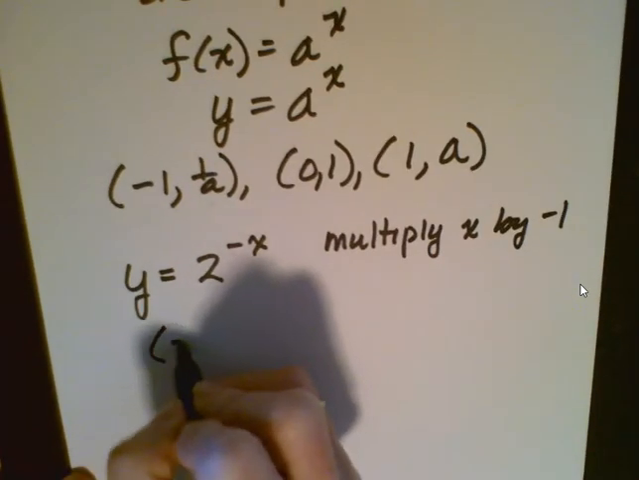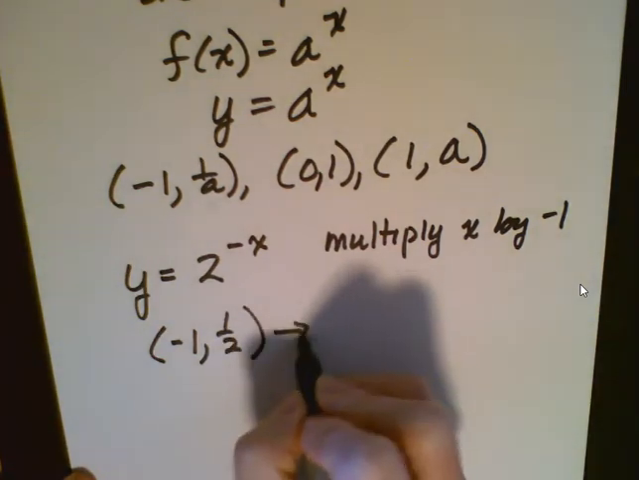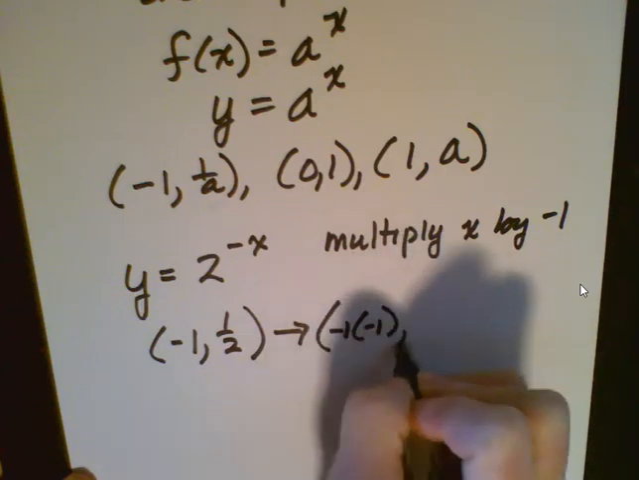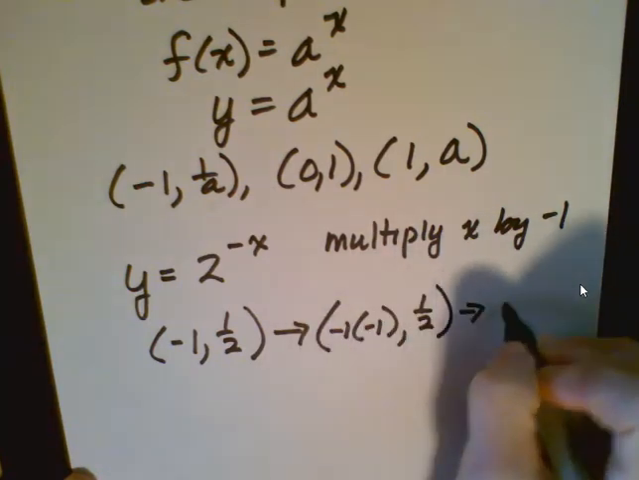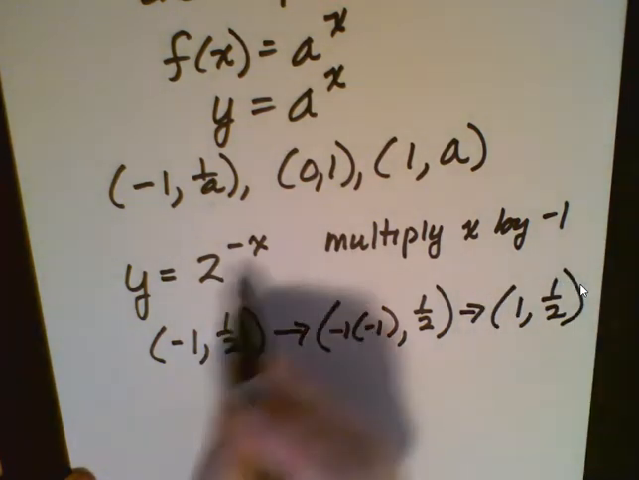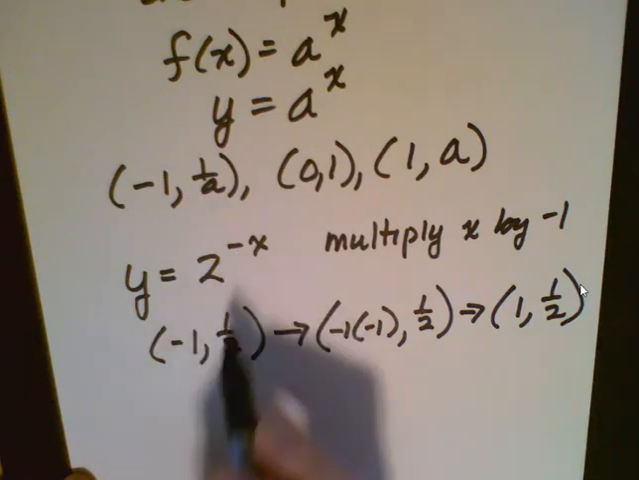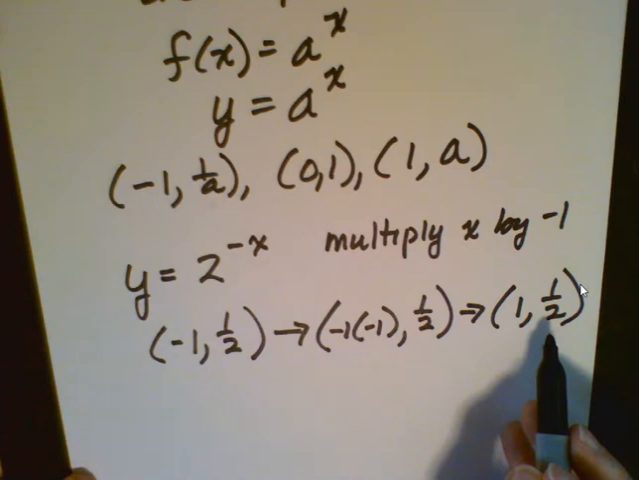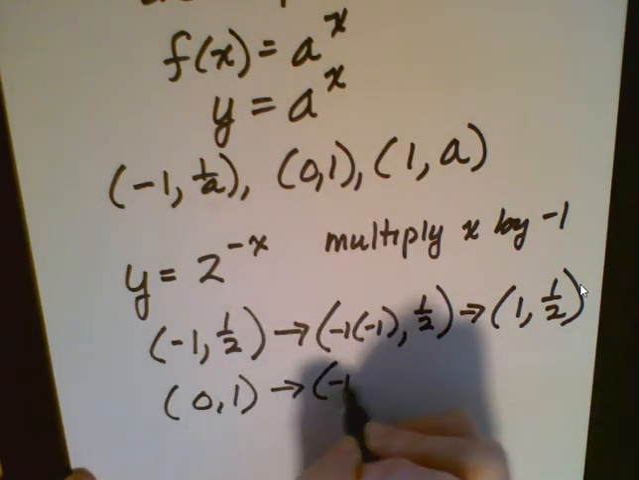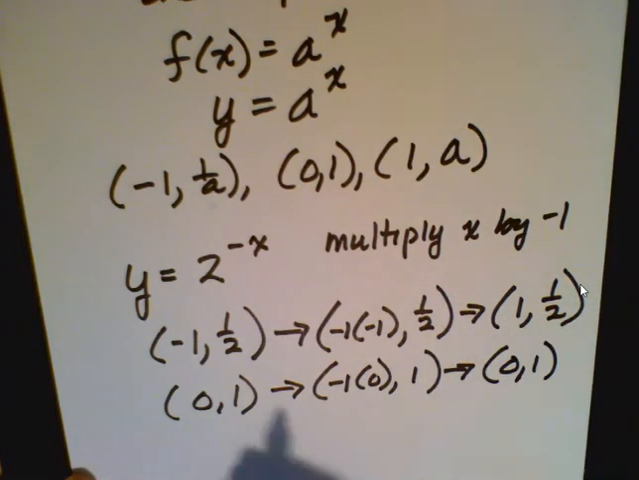What are the points that I have to work with? Well, I have negative 1, 1/2, 1 over a is 1/2. That point would transform by multiplying x by negative 1. Negative 1 times negative 1, my y does not change, so my new point would be positive 1, 1/2. This is what would happen. That point, if it reflected over the y-axis, which is what that means, is now at the point 1, 1/2. Another point I know that's on the original function is 0, 1. If I multiply negative 1 times 0, y doesn't change. This point doesn't change.